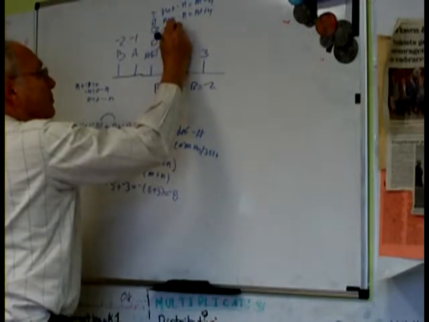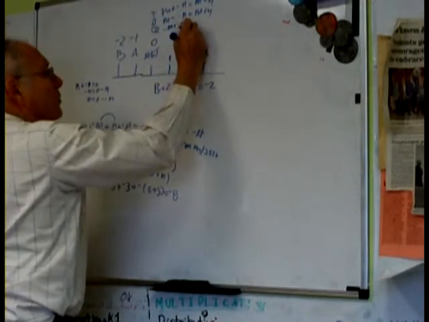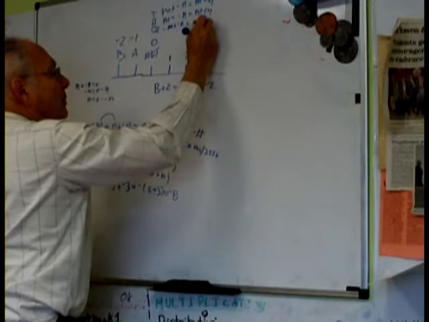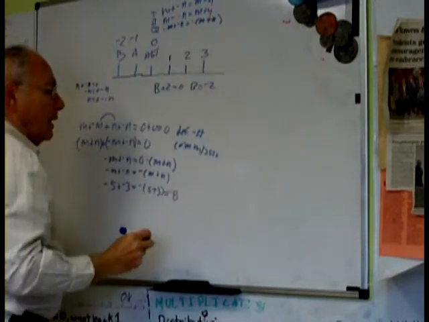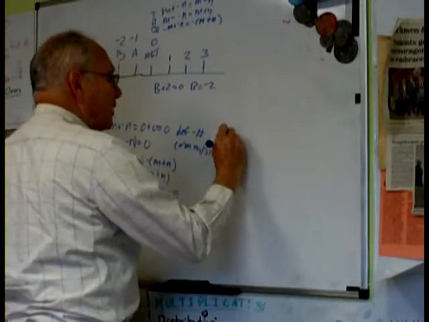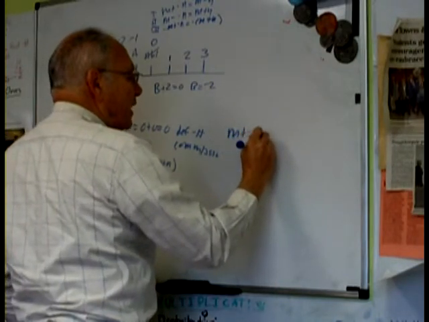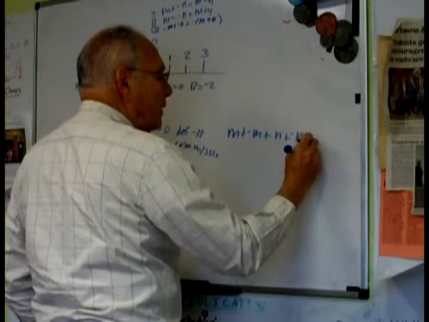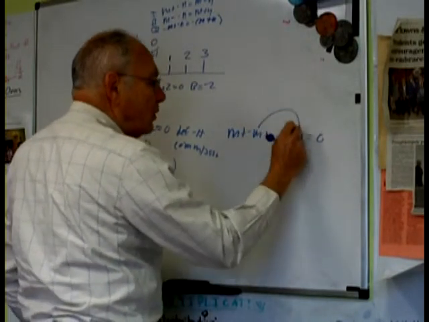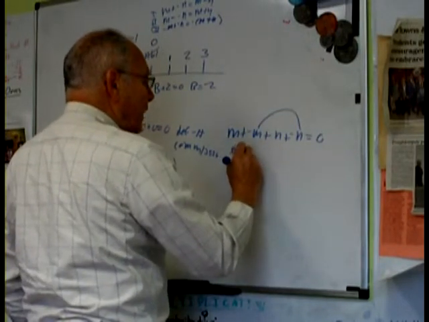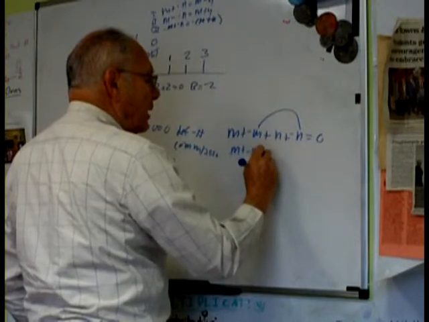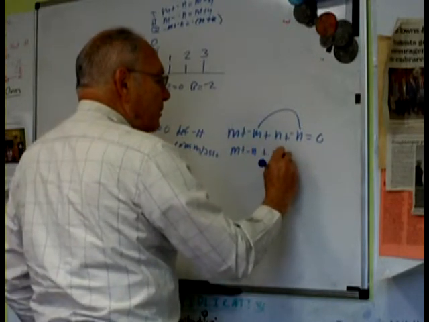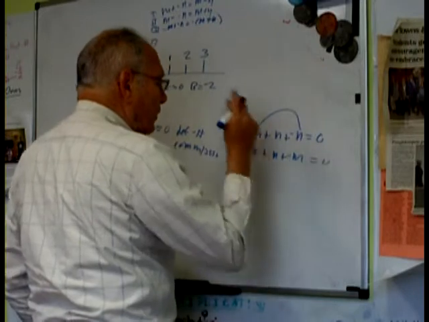Minus m plus minus n is equal to minus m plus n. And now let's do the same thing again, except instead of exchanging the numbers next to each other, we'll exchange these two numbers. So we have m plus minus n plus n plus minus m equal to 0.